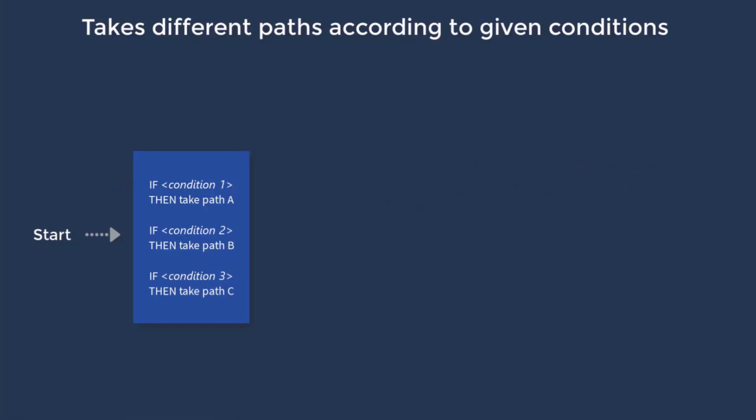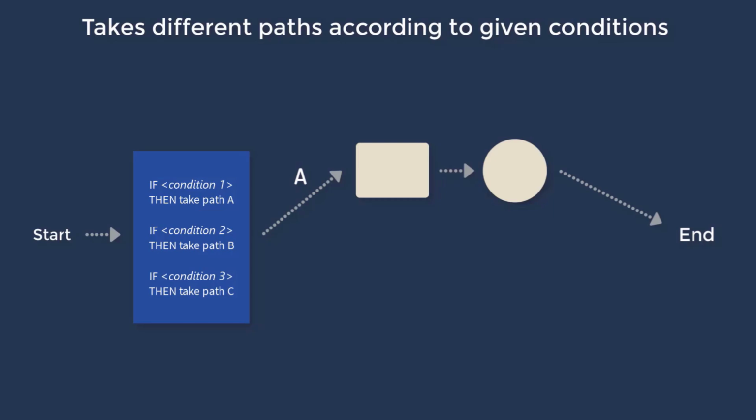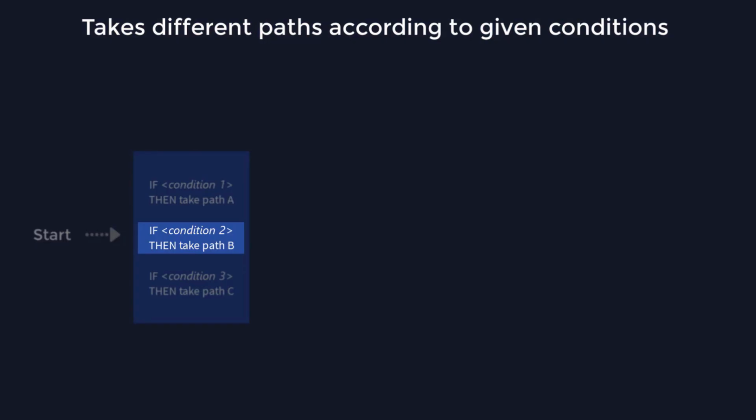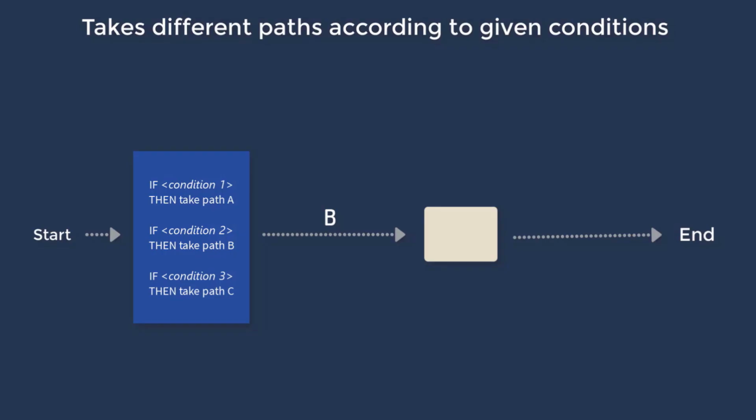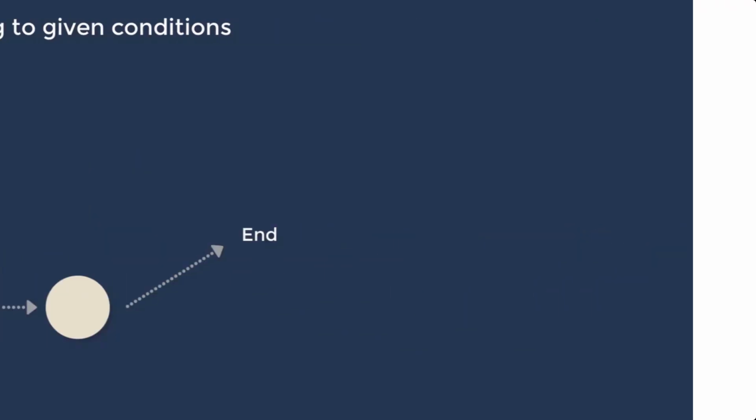Let's say there are 3 paths, A, B, and C. You can provide conditions in a logic document, so depending on these logics, it'll select the path. If an input satisfies condition 1, then it takes path A. If an input satisfies condition 2, then it takes path B. If an input satisfies condition 3, then it takes path C.